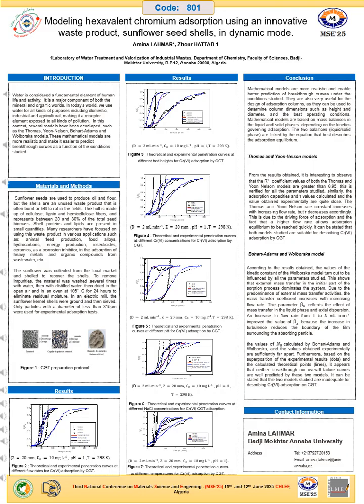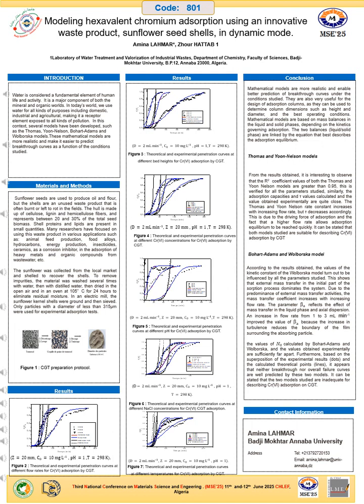The parameter beta_a reflects the effect of mass transfer in the liquid phase and axial dispersion. An increase in flow rate from 1 to 3 milliliters per minute improved the value of beta_a because the increase in turbulence reduces the boundary of the film surrounding the adsorbing particle. The values of N0 calculated by Bohart-Adams and Wolborska, and the values obtained experimentally are sufficiently far apart.